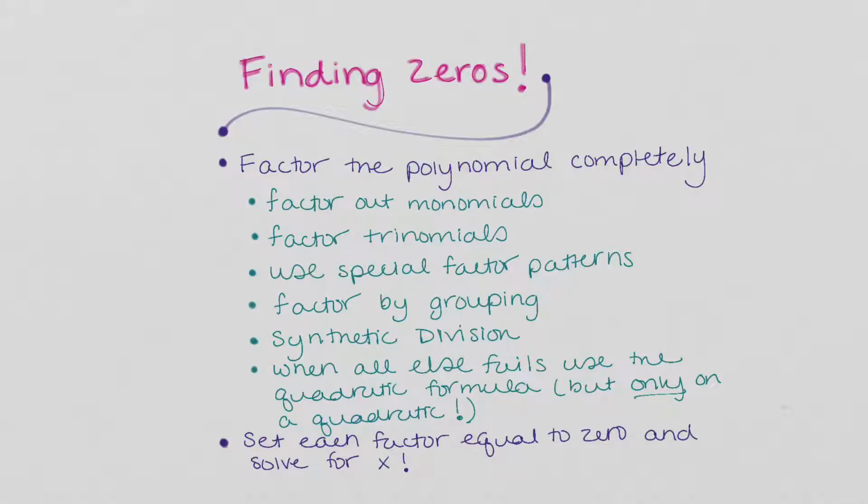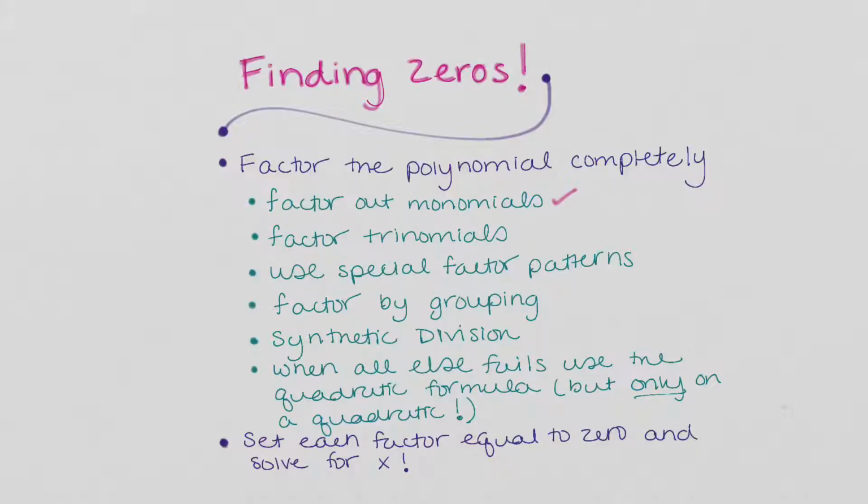So when we find zeros, we're going to factor the polynomial completely, and we are going to do this in multiple ways because we are mathematicians, and so we're always asking ourselves, how can I do this best or most efficiently? First we're going to factor out monomials. That's always your first step. Can I get a monomial out of there? If we can, great. If we can't, that's fine.